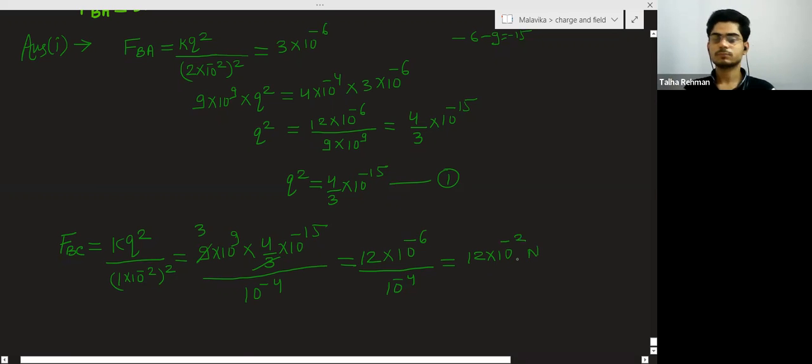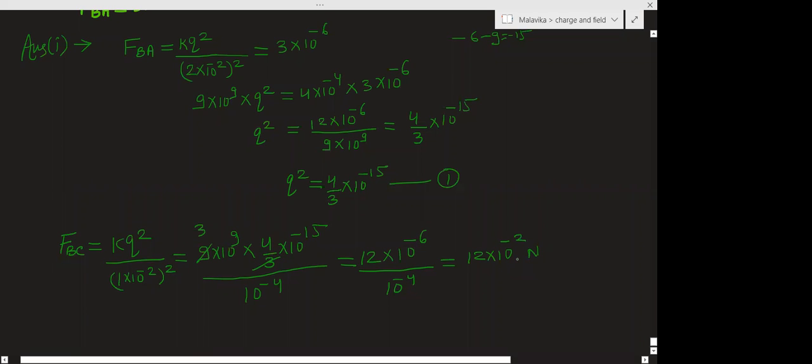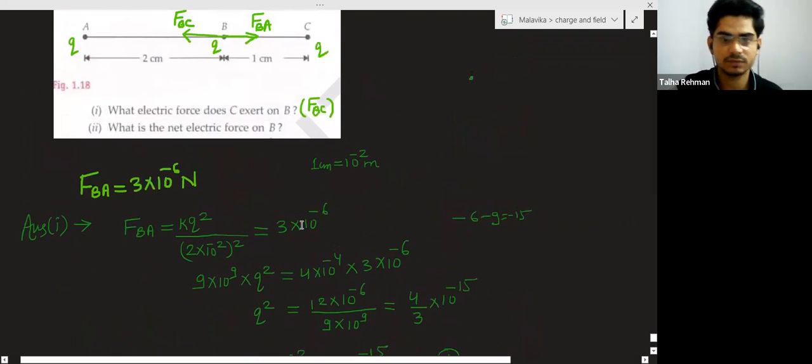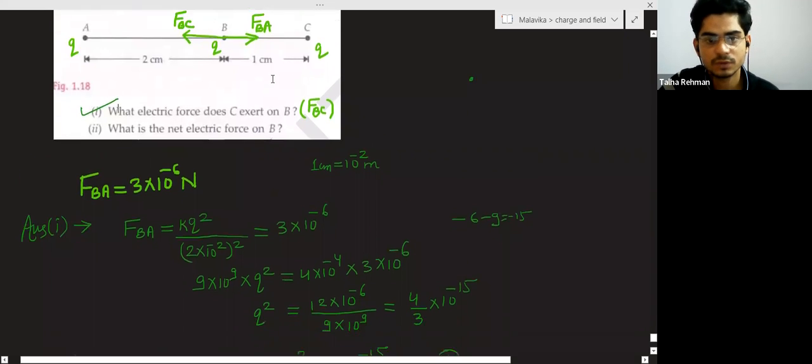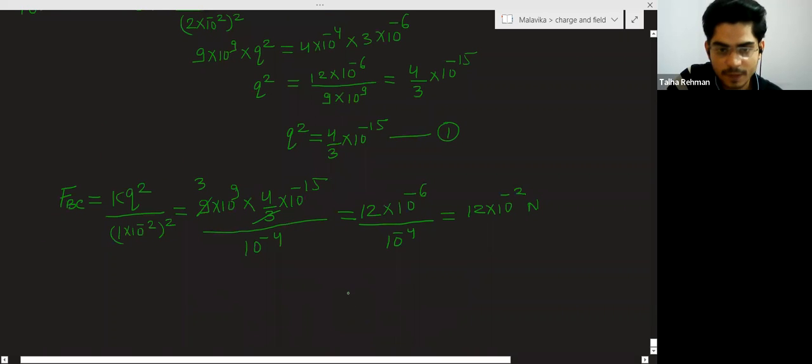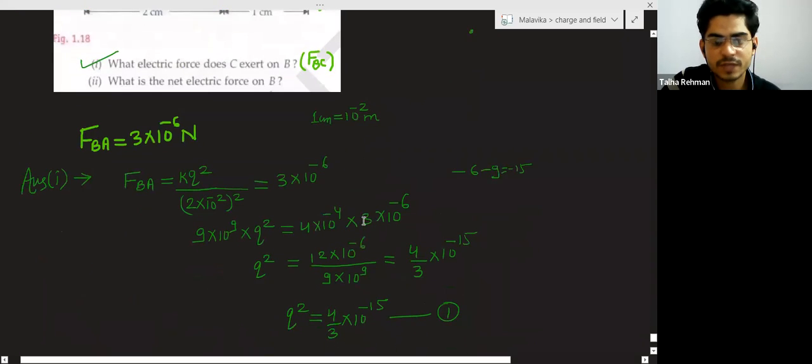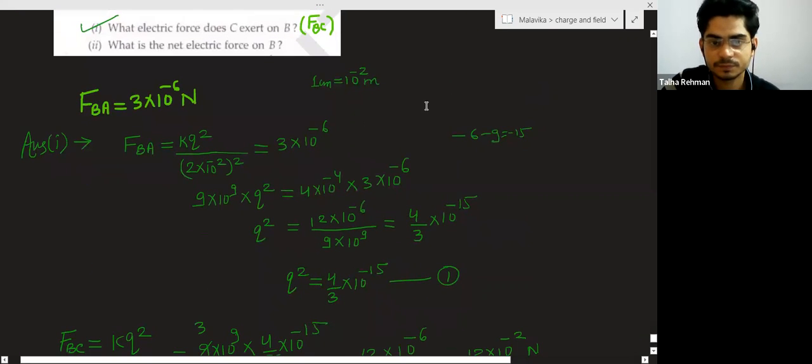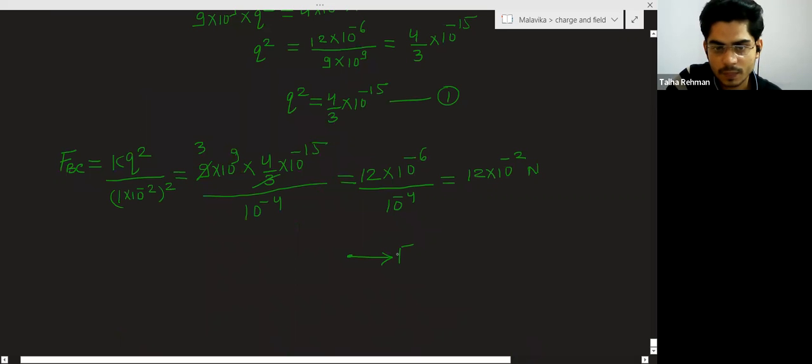Yes, sir. So this is the force FBC. We have the answer. Now we have to calculate the net electric force on B. See here. Here is a point B, and in this direction we have a force FBA, and in this direction we have FBC.